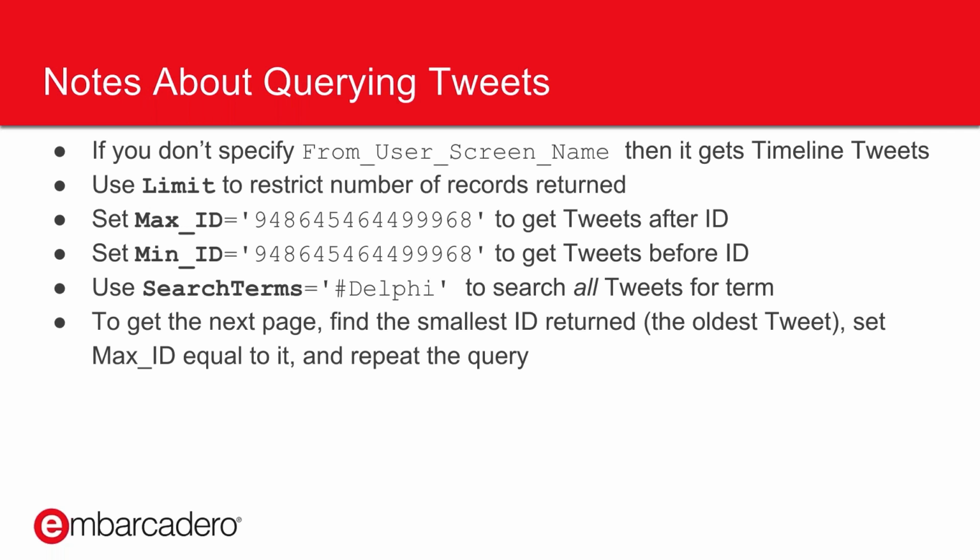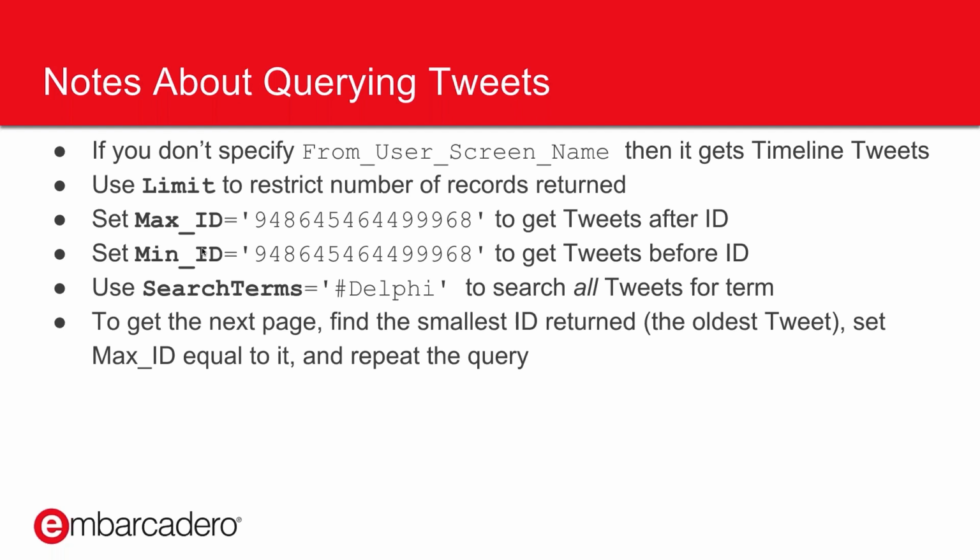So a few notes about querying tweets. If you don't specify the from username, then it gets timeline tweets. You can use the limit to restrict the number of records returned if you don't want to get all of them, you just want to get a few records. And then max ID is what you use to page through the data, if you will. Okay, max ID or min ID.